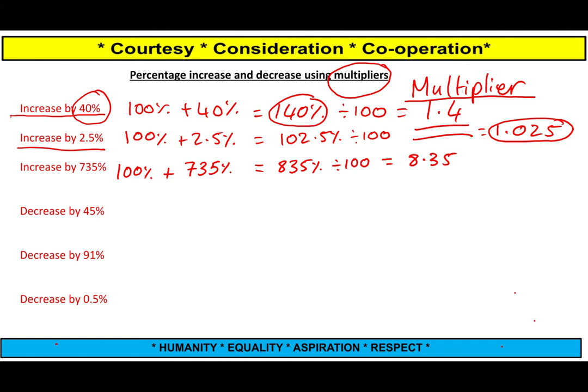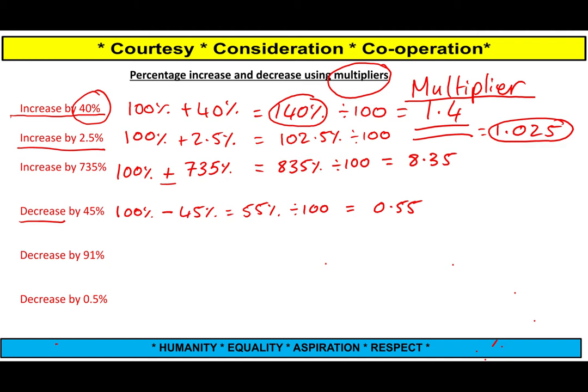8.35. Okay, now when you're decreasing something by a percentage, you're taking away. So instead of adding, you're going to take away. So if I want to decrease something by 45%, the original amount is worth 100%. Take away 45%, this will give me 55%. Now convert that to a decimal, divide by 100, which will give me 0.55.